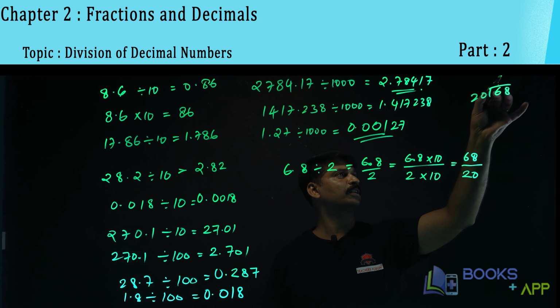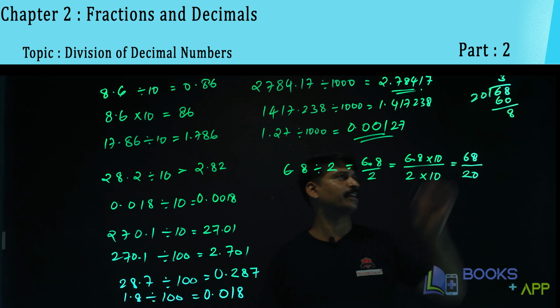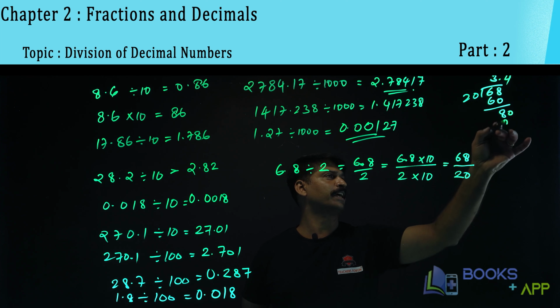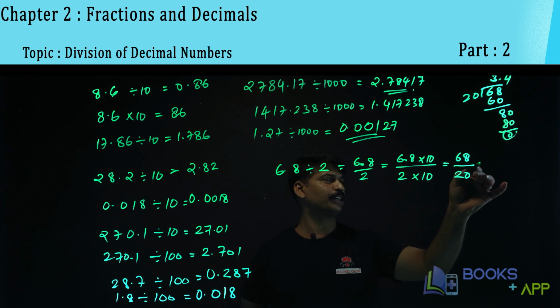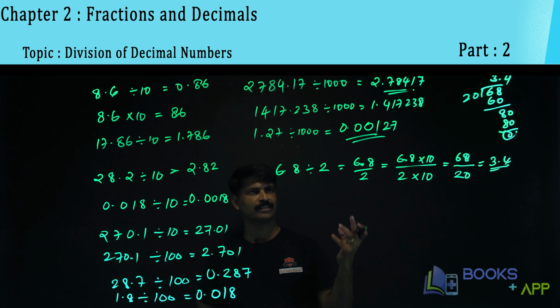What do you get? 3 2s are 6, so 3 20s are 60. What will you be getting? 8. 4 2s are 8, 80, 0. So what is the answer? That is 3.4. Now is there any other shortcut to solve this?